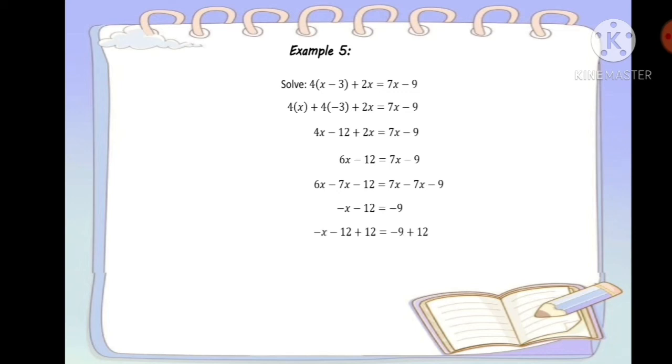Minus x minus 12 plus 12 is minus 9 plus 12. Minus x is 3. Minus x over minus 1 is 3 over minus 1. So, x is minus 3. The solution is minus 3.